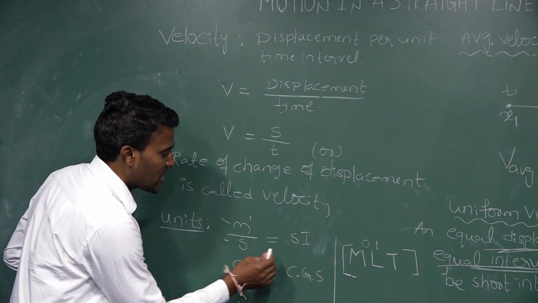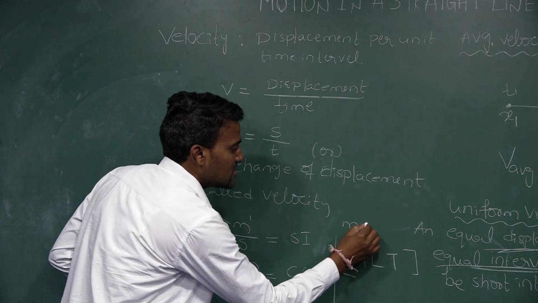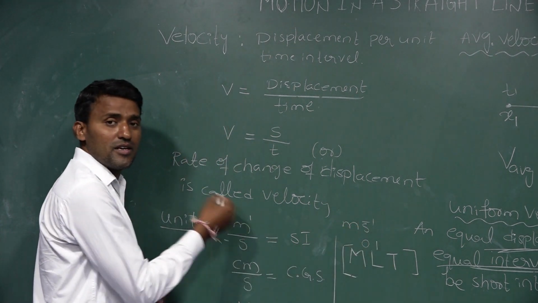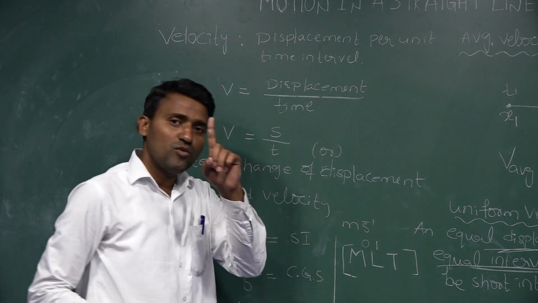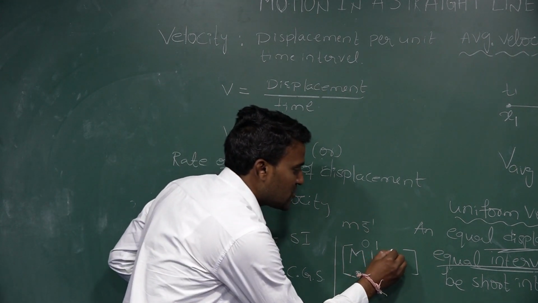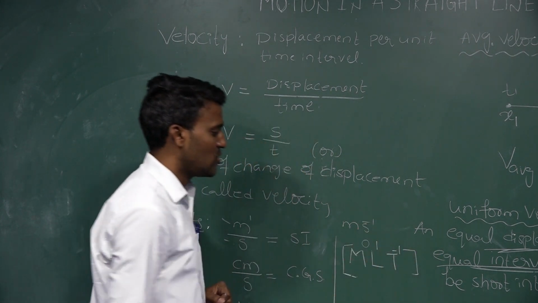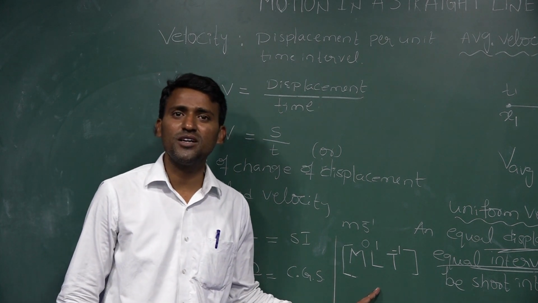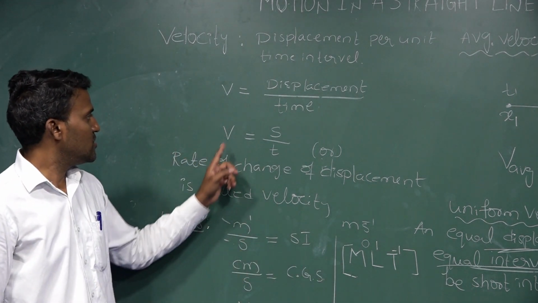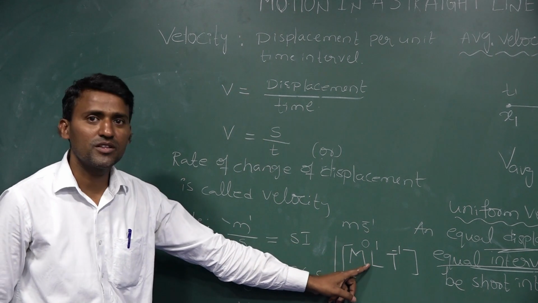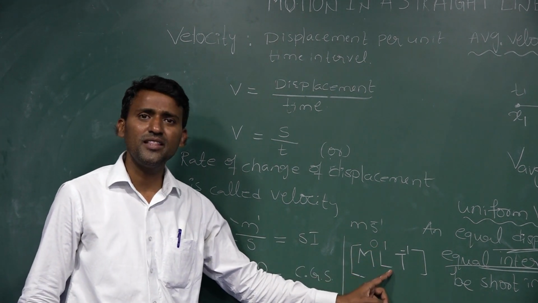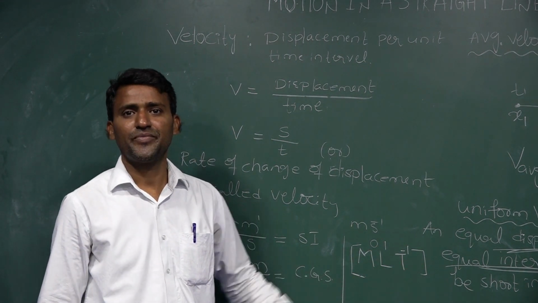Next one is second. You can write this as meter per second, like this: s to the power of minus 1. So here time is involved, 1 time, so we can write it as T to the power of minus 1. This is the dimensional formula for the velocity: 0 in mass, 1 in length and minus 1 in time.